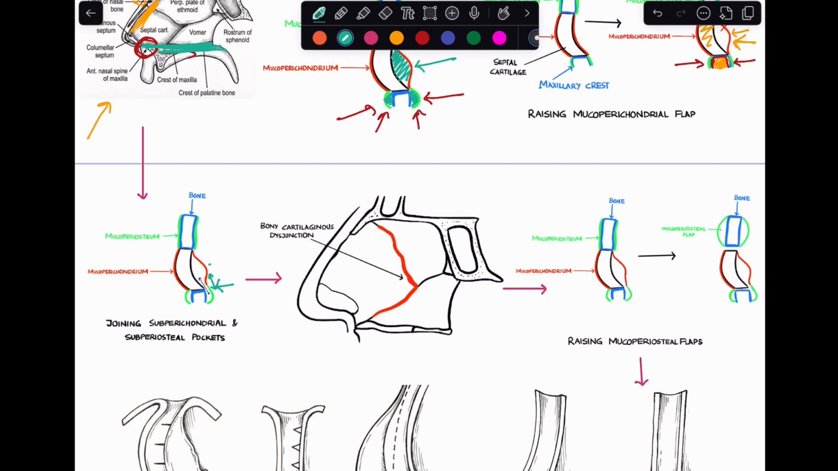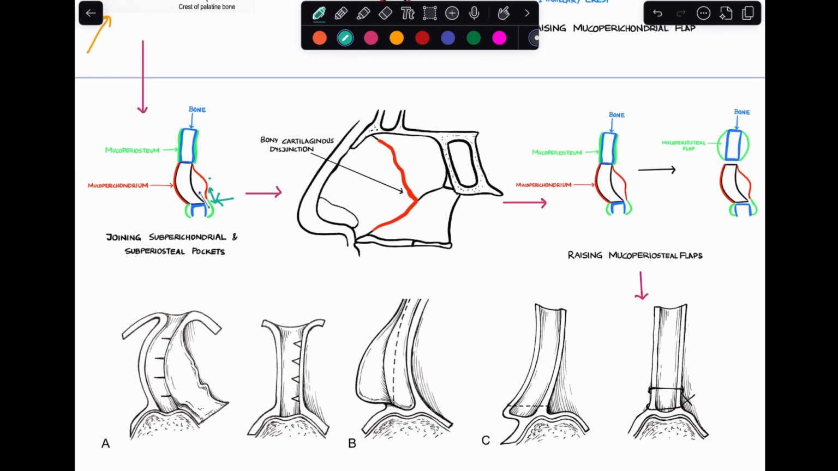Now at this point is when we are going to do a bony cartilaginous disjunction. We need to mobilize the septal cartilage and separate it from its attachments to the two bones over here, the vomer and the ethmoid bone. So how are we going to do this? This is our septal cartilage over here, and the red marked portion is the bony cartilaginous junction. Here we are going to disarticulate the cartilaginous septum from the anterior edge of the vertical plate of the ethmoid, which is this region over here.